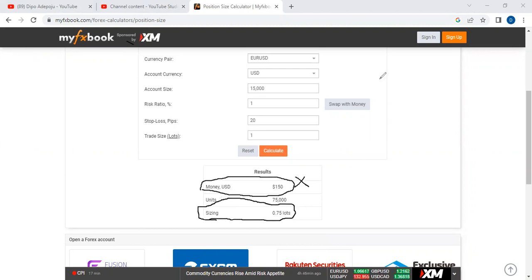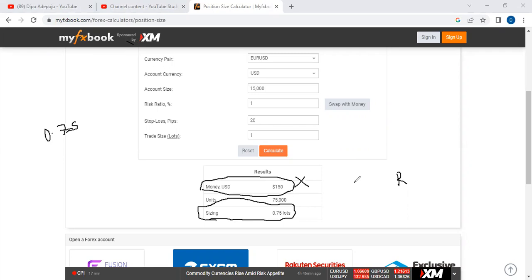So if I want to open a position on Euro USD now, I'm going to open 0.75. Now, notice something. Notice it didn't say reward ratio. It only asks for risk ratio, right? Now, reward ratio is all dependent on you. That's why I said try as much as possible to take 2.5 of your risks, all right? Try as much as possible to take a minimum of 2.5 of your risk.